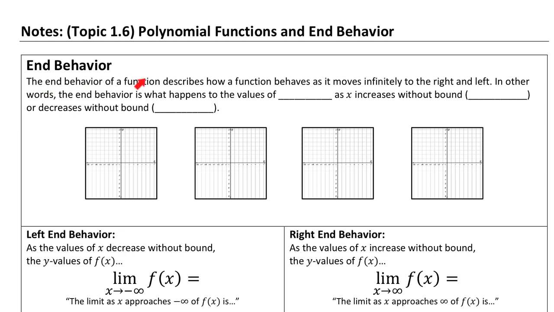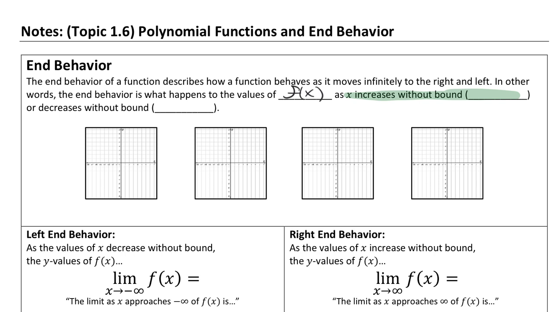The end behavior of a function literally describes how a function behaves at the ends. How it behaves as it moves infinitely to the right and to the left. In other words, off screen, left and right. The end behavior is what happens to the values of f of x, the outputs, we're describing the outputs, as x either increases without bound, which I'm going to use green today to talk about increasing without bound.